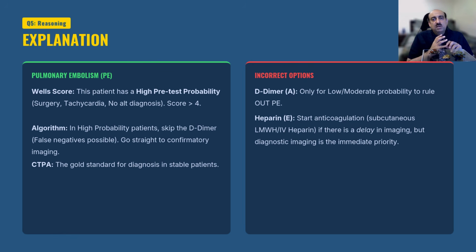Heparin, or low molecular weight heparin, you will only consider if there is a delay in imaging, but diagnostic imaging is the first priority. IV heparin is not the first line unless you are considering thrombolysis or a loading dose is given. Usually subcutaneous heparin, low molecular weight heparin will be the treatment of choice.